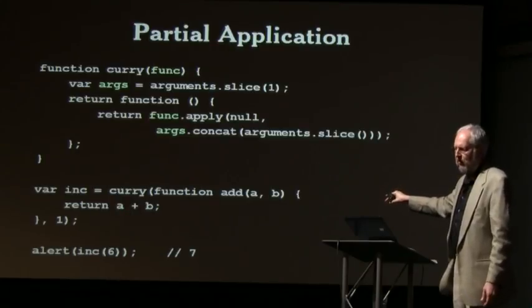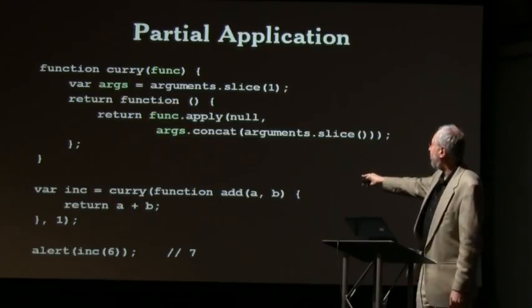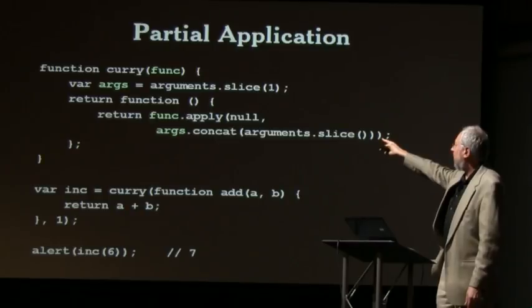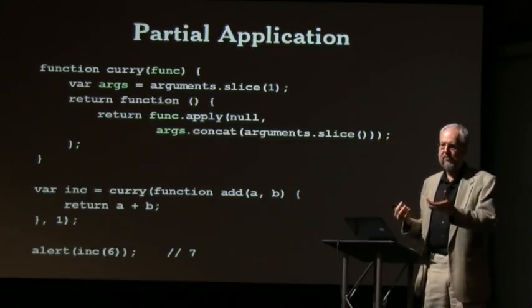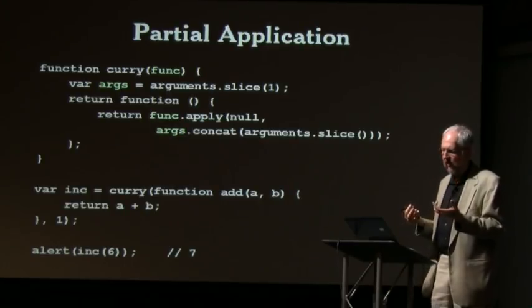And this is called partial application. So the implementation of it is I'll first get an array of arguments except for the first one, because the first one is the function. I don't need that one.